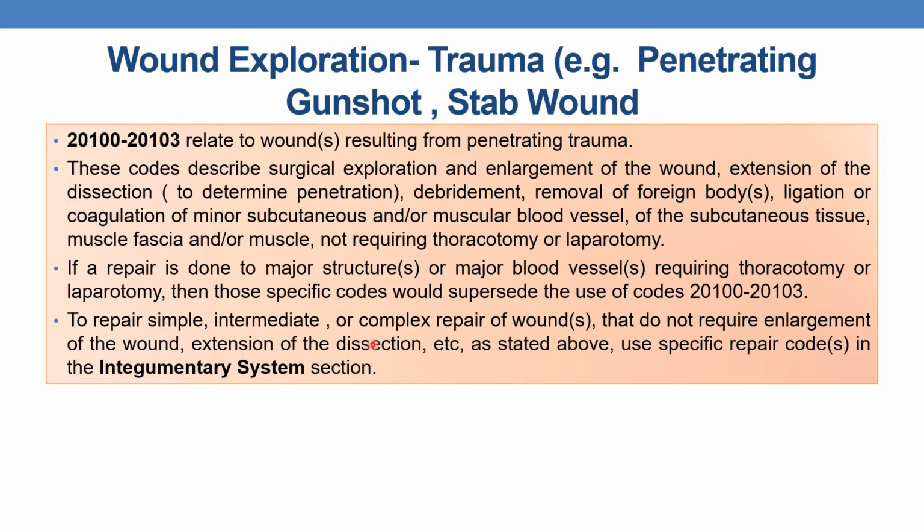To repair simple, intermediate or complex repair of wound that do not require enlargement of the wound, extension or dissection, etc. as stated above, use specific repair codes from the integumentary system. For simple or intermediate or complex repair of wound that will not require enlargement of wound or extension of dissection, then we must use specific repair codes that are reported in the integumentary system section.